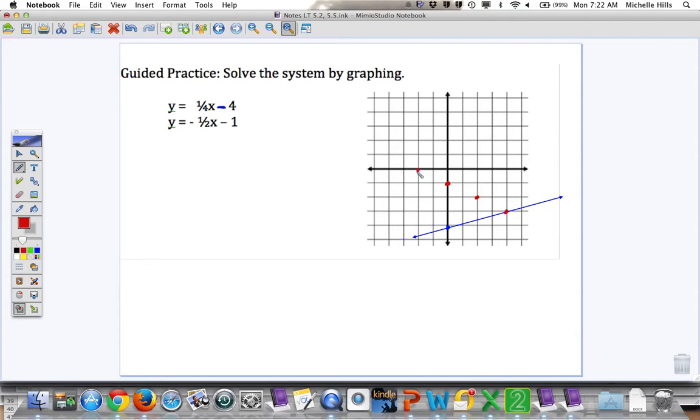And remember, I said I'm going to give you ones with gorgeous points of intersection. So if you find that your line's doing what mine was doing, there's something wrong, because it should be a nice integer point. So in this case, x is 4 and y is -3. Make sure that you write your solution as an ordered pair.